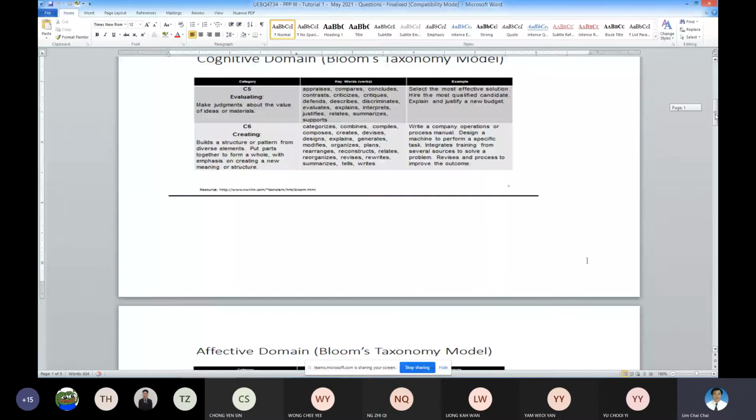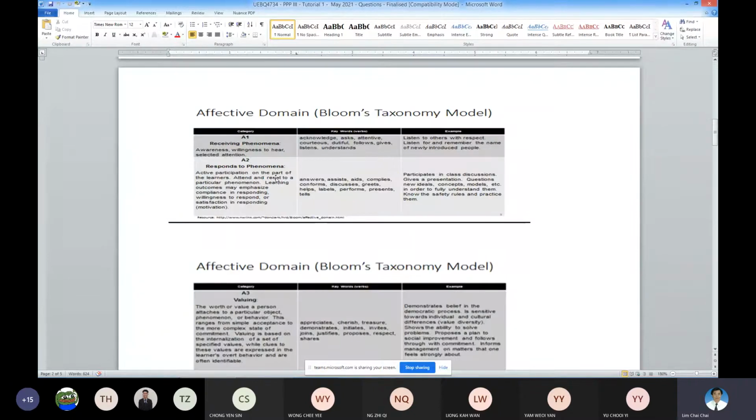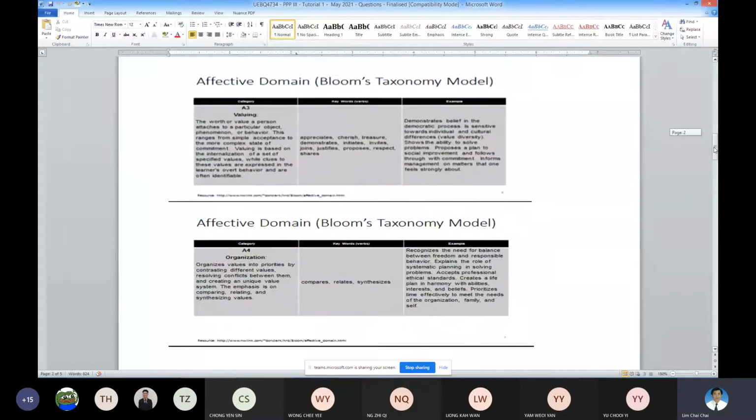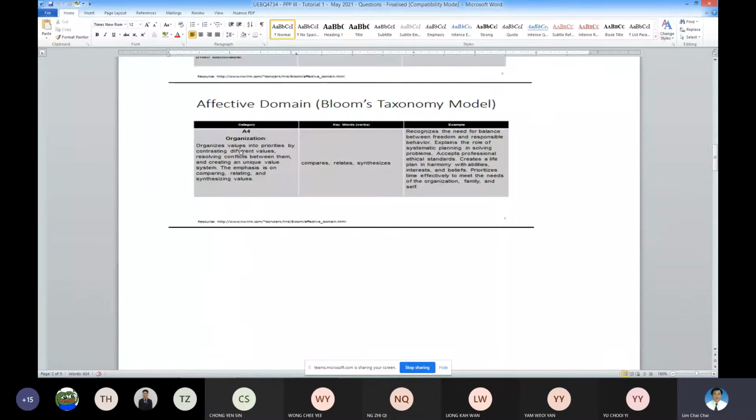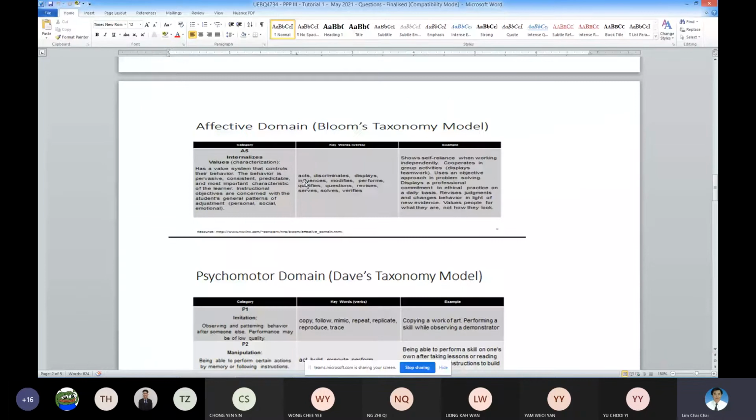A1 is acknowledge, ask, and so on. A2 is answer, assist, aid. A3 will be appreciate, cherish, treasure, justify, propose, and so on. So all these are the keywords to guide you on the affective domain. Same case for your A4: compare, relate, and synthesize. Then you have your A5: act, discriminate, display, modify, influence, perform, question, revise, serve, solve, and verify. So this is under the A4 requirement.